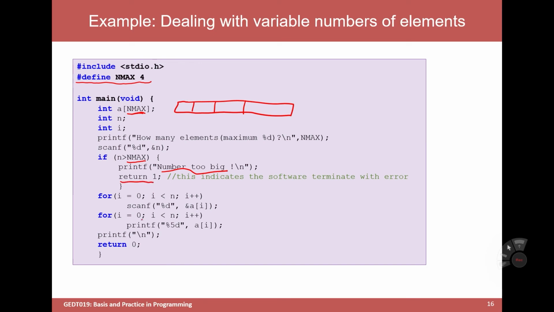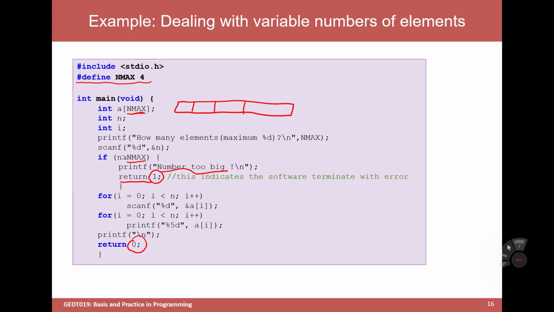Otherwise I will say return 1. What does return 1 mean? It means terminate the software, that the software is not okay. Usually we say return 0, but here I say return 1 to mean terminate the software.